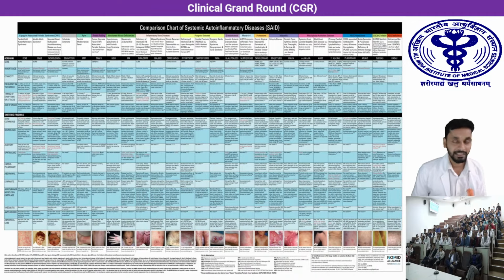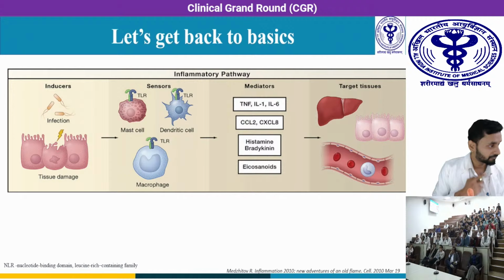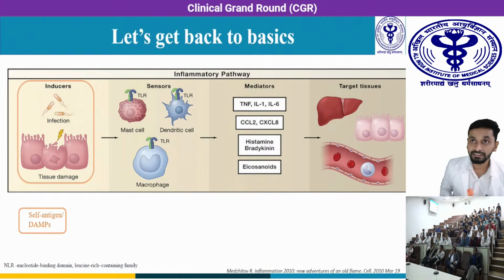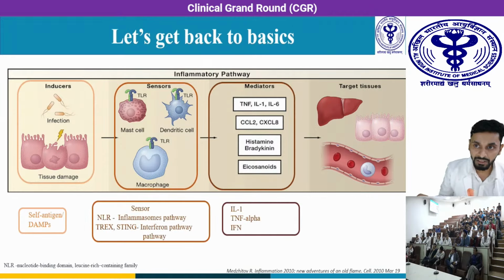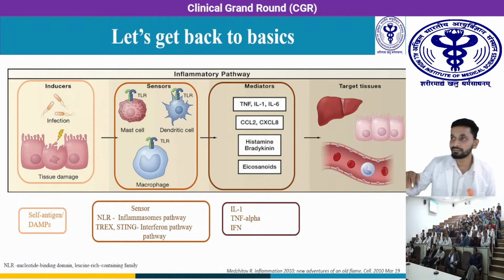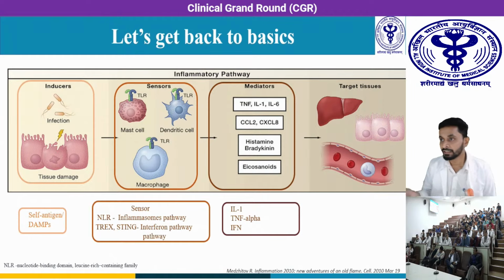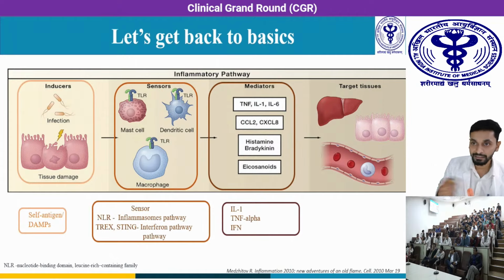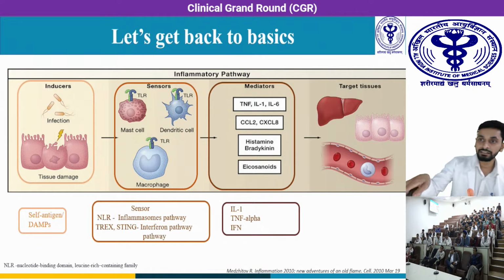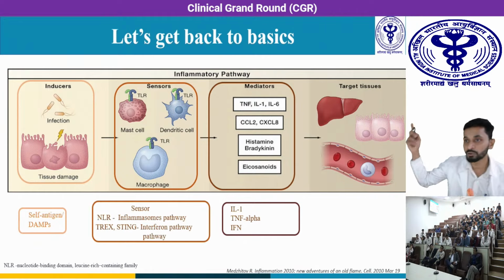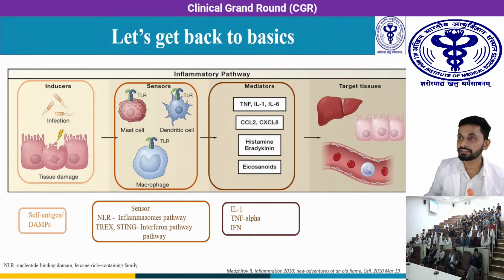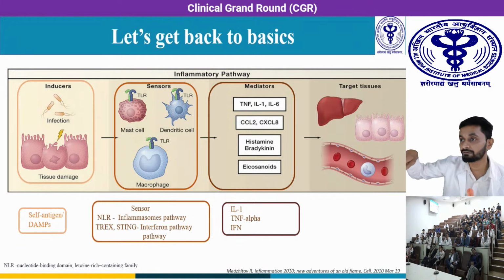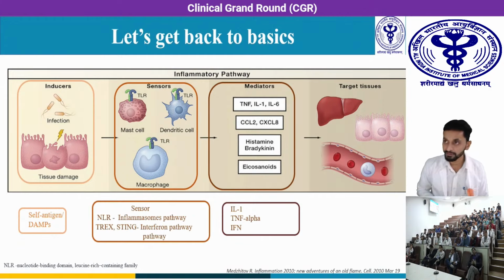I know everyone's head is spinning, even mine, but we have covered the inflammatory pathways, and we'll try to link them. The inducer in systemic autoinflammatory disorder is a self-antigen, which will lead to stimulation of the NLR complex, which will lead to stimulation of the inflammasome, and which will lead to interleukin 1 and TNF alpha. Intracellular RNA or DNA will lead to stimulation of the interferon pathway, which will lead to interferon gamma. Any dysregulation in a sensor like NLR will give rise to inflammasomopathies. Dysregulation in a DNA sensor or RNA sensor will lead to interferonopathies. Dysregulation can also happen in IL-1 and TNF alpha signaling and receptors.